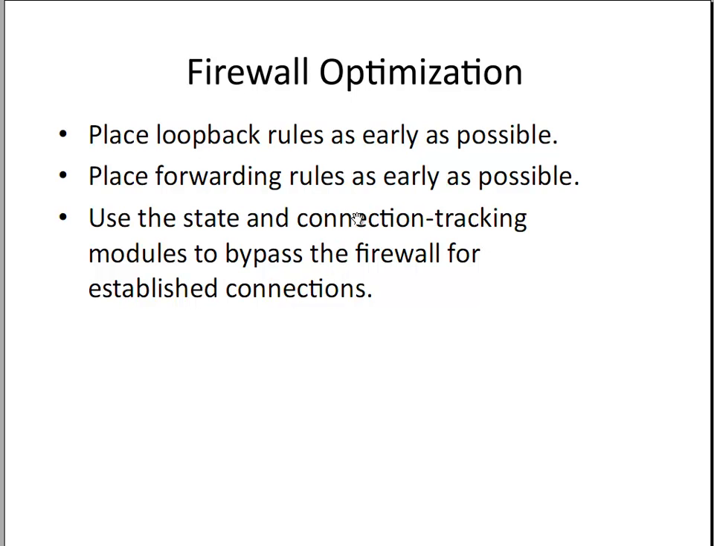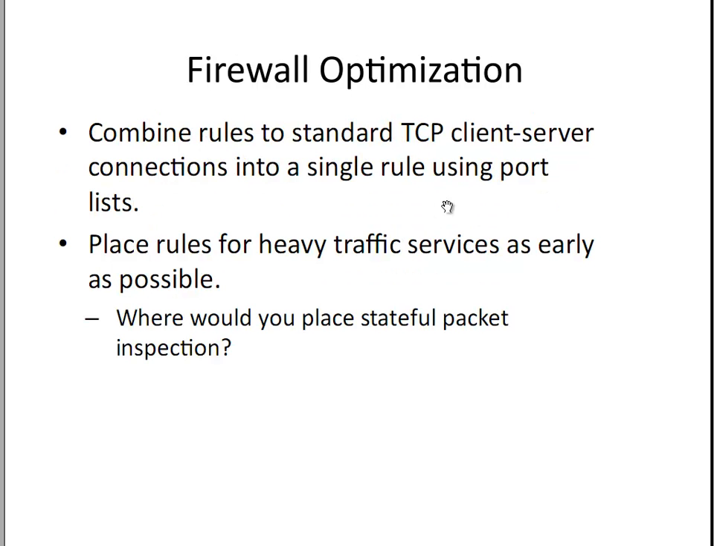We also want to use state and connection tracking, which relates to the stateful packet filter modules, to bypass the firewall for established connections, because if something's already established and related, it's already gone through all the firewall rules. We don't want it to traverse the input and output chains if it's not necessary. We can also combine rules for standard TCP client server connections into a single rule using port lists, and we'll show you how to do that shortly.